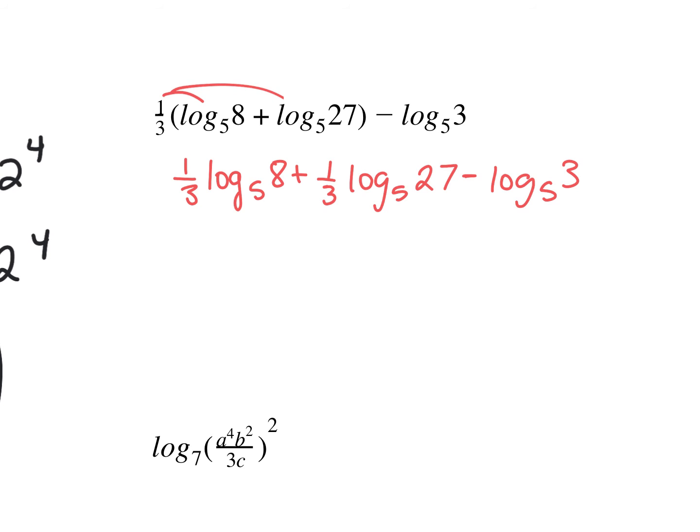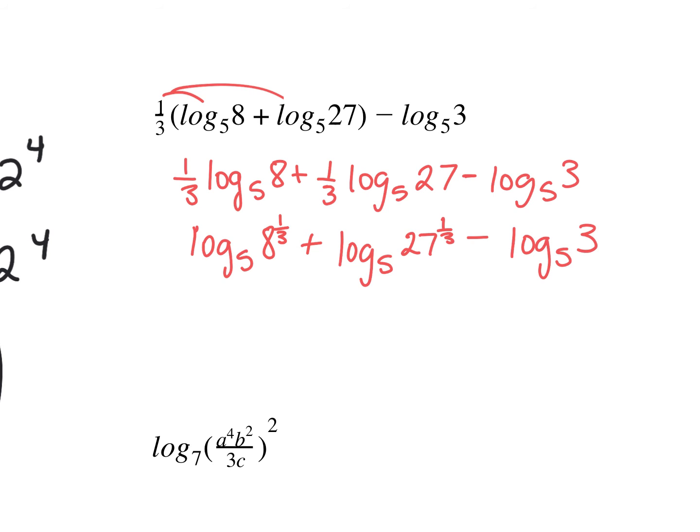Now what? Parentheses are gone. Now you gotta throw the 1/3 over. The 1/3 is the only power, right? It's on two of them. So log base 5 of 8 to the 1/3, plus log base 5 of 27 to the 1/3, minus log base 5 of just 3. Well, no, that one didn't have the power, right?